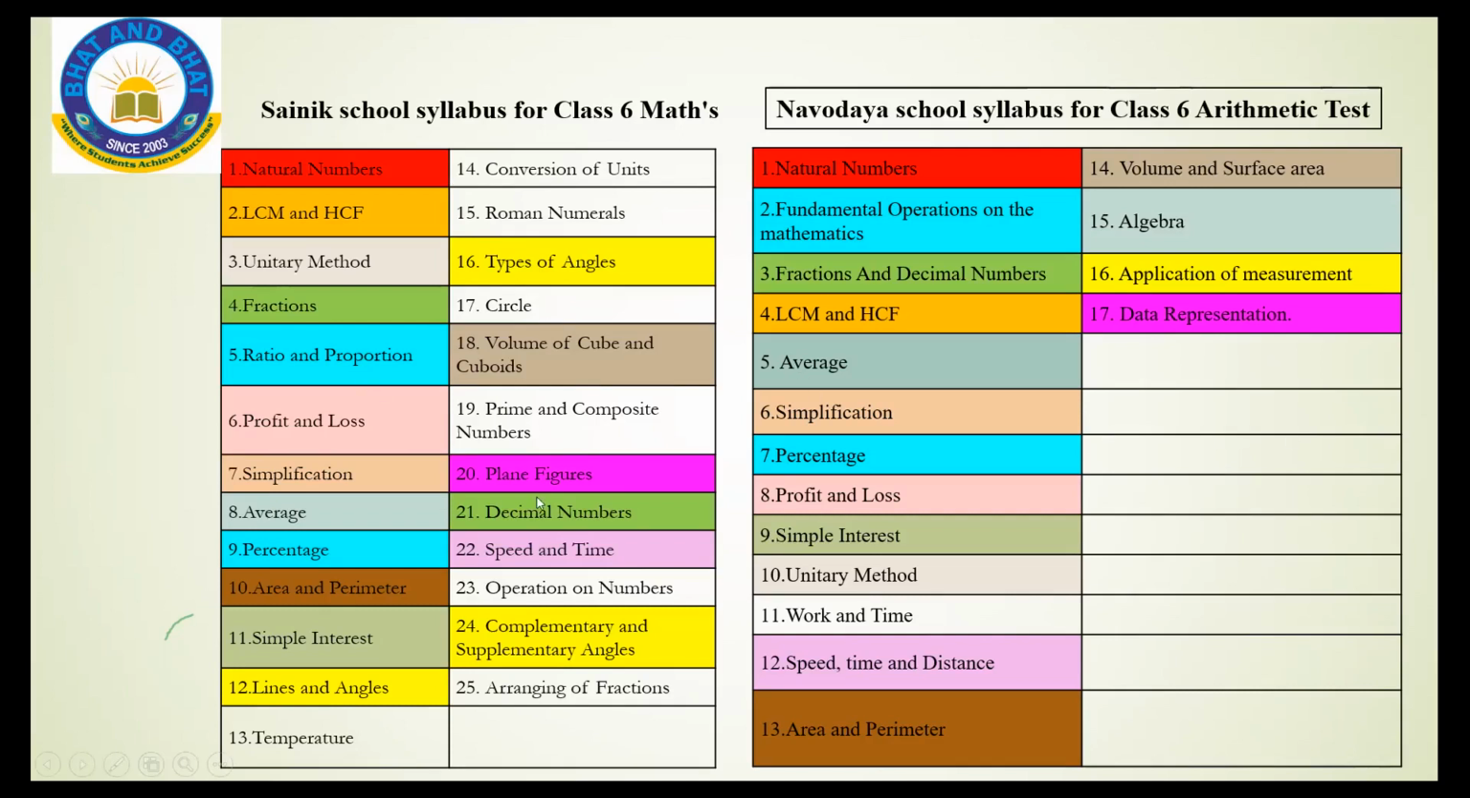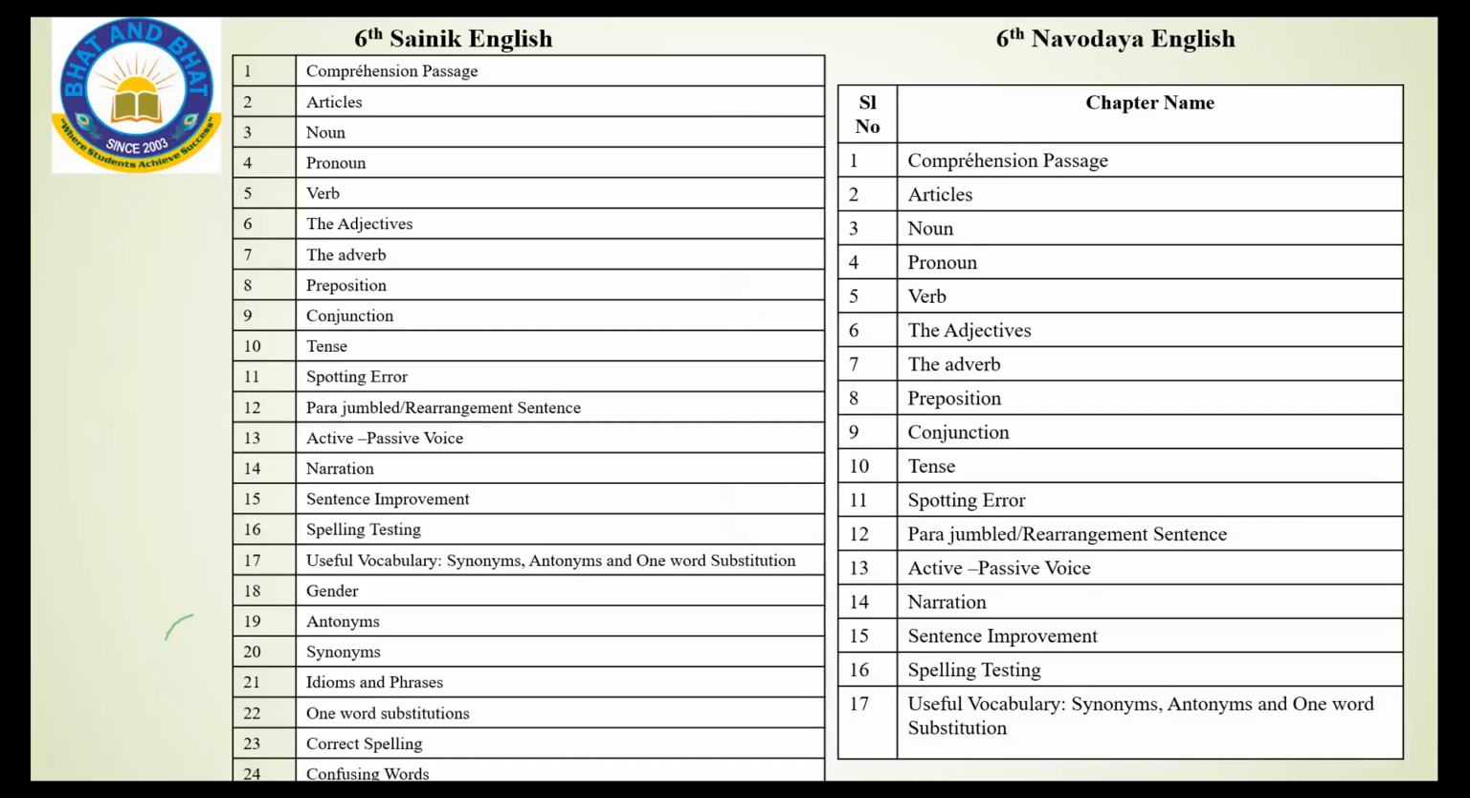Similarly, in Sainik school, plane figures and geometrical questions will be asked, whereas in Navodaya arithmetic, no geometry-type questions will be asked. Apart from that, all the chapters are almost the same. So if the student is preparing for Sainik, then the student is eligible to write the Navodaya examination and can crack it. That is the difference between the mathematics syllabus for Sainik and Navodaya.